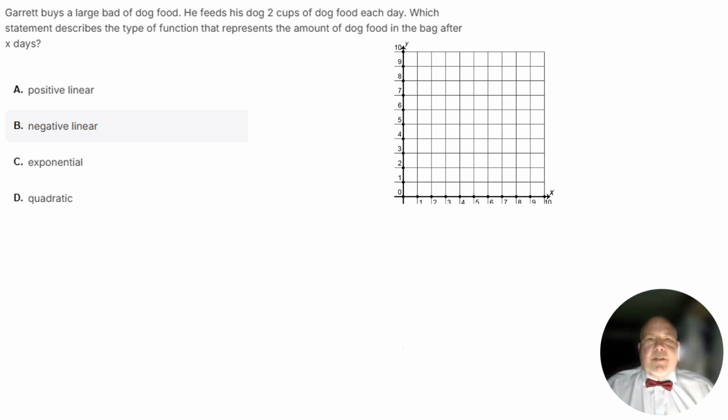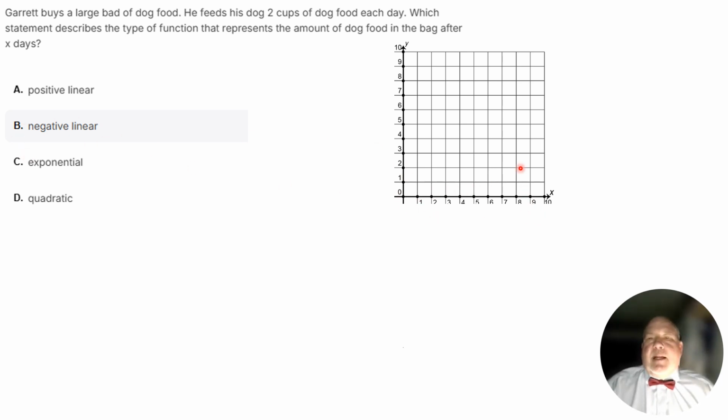All right, so this question gives us a word problem here, and it's asking us to describe the type of function, whether it's positive linear, negative linear. Now remember, linear means straight line. So positive linear would mean that it's increasing, so going from left to right, it would be going up like this. Negative linear means going from left to right, it's a decreasing function and it's going down in a straight line.